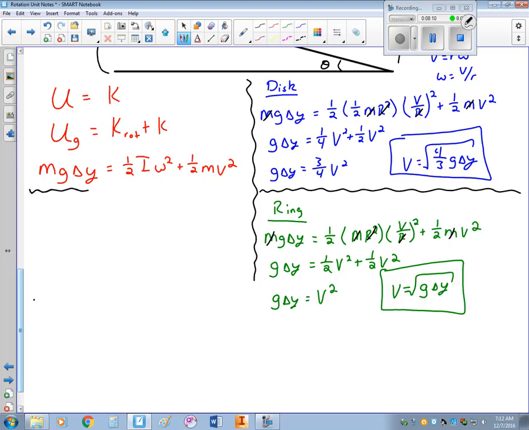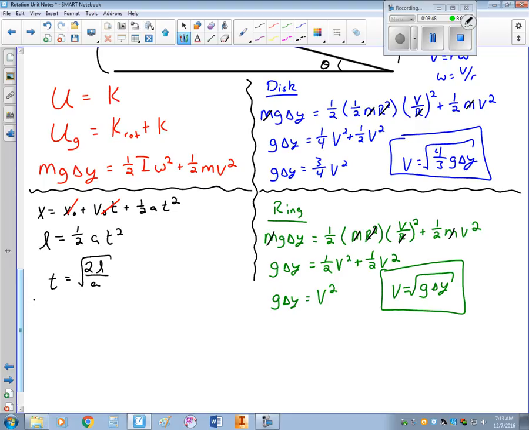If you wanted to figure out how much time it takes, go to kinematics. So looking at this model right here, our universal model of motion, the initial position is 0, the initial velocity is 0, x would be the length of the ramp, so t would be twice the length of the ramp divided by the acceleration of the object.